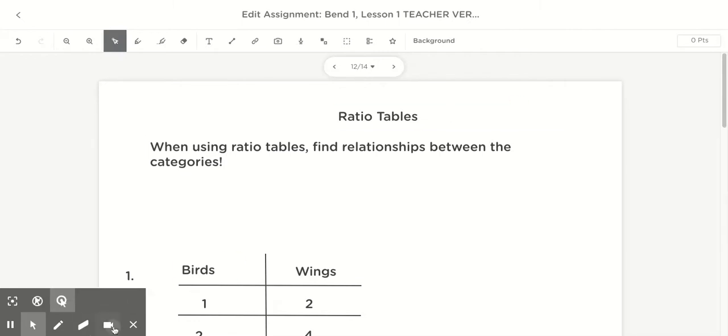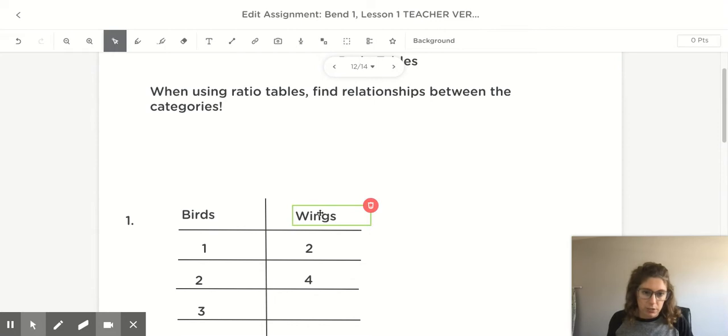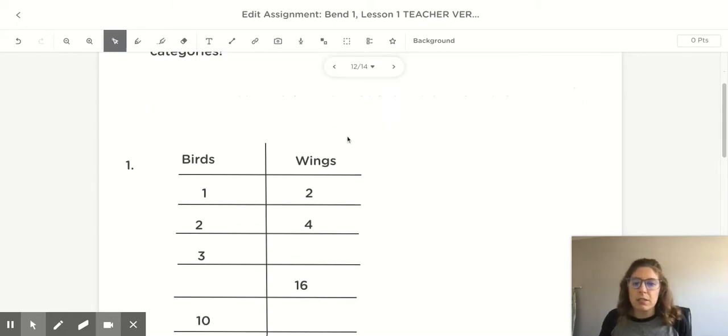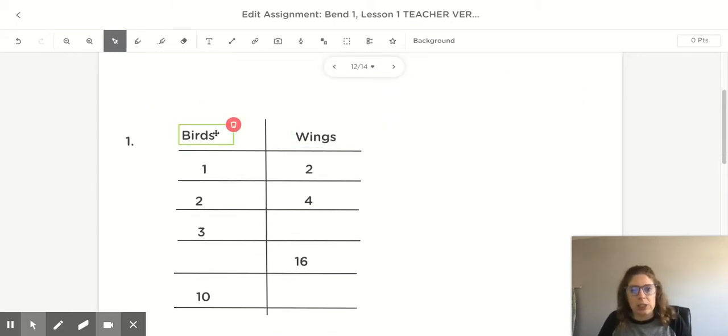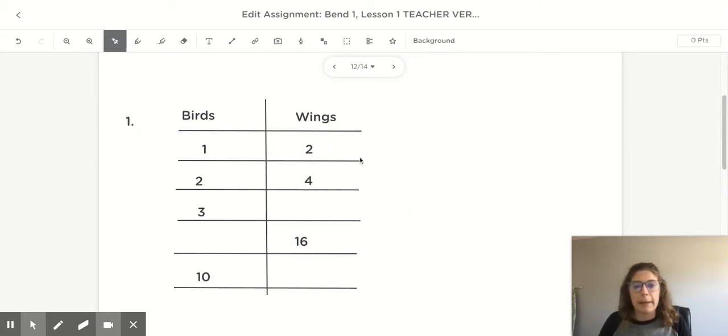All right. So, important thing to note about ratio tables is that when we use ratio tables, we're thinking about the relationship between two things. So let's look at this first one. We're thinking about the relationship between birds and wings. And then we're also going to be thinking about the relationship between these columns, but we'll get to that in a second.